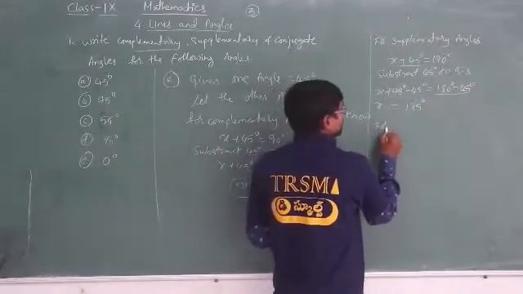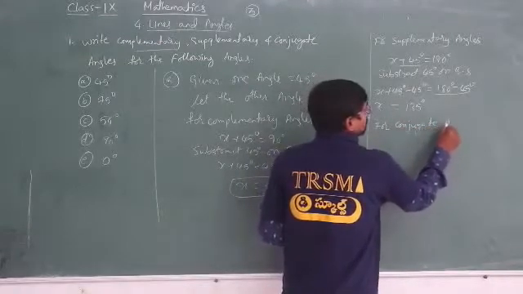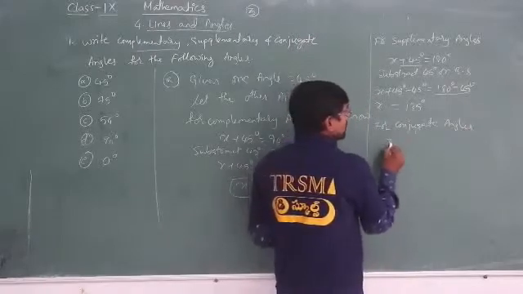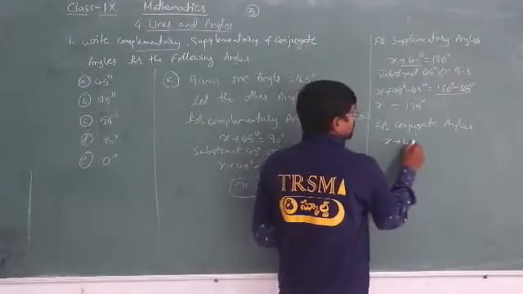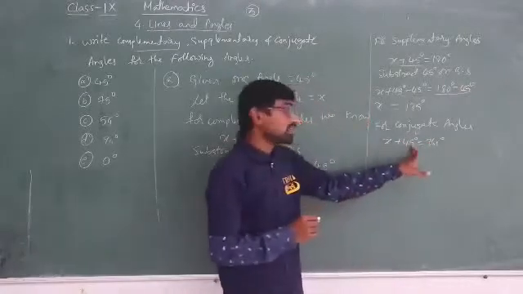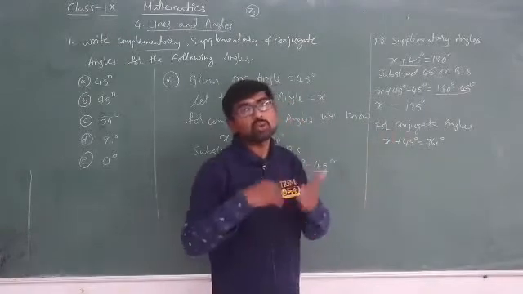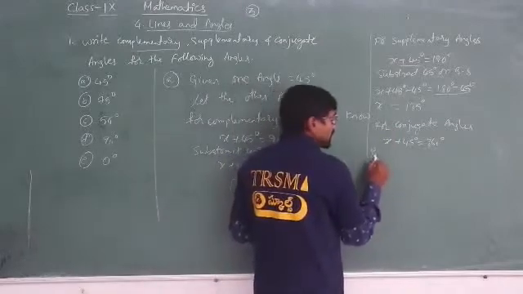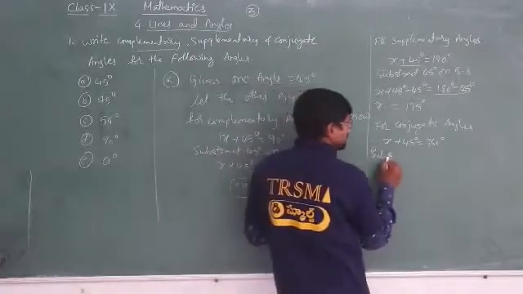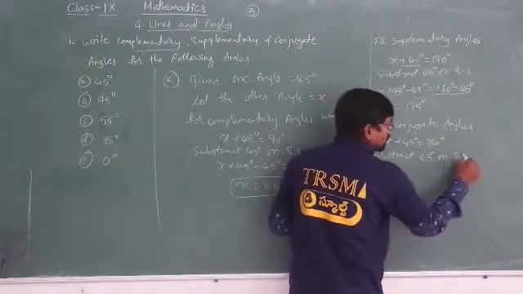Now for the conjugate angle, what do we have? The sum of two angles is 360 degrees. So here I will write x plus 45 degrees is equal to 360 degrees. Again the 45 is being added with x, so I have to remove that 45. For removing that I have to use the additive inverse, isn't it? So what is the additive inverse of plus 45? Minus 45. So subtract 45 degrees on both sides.